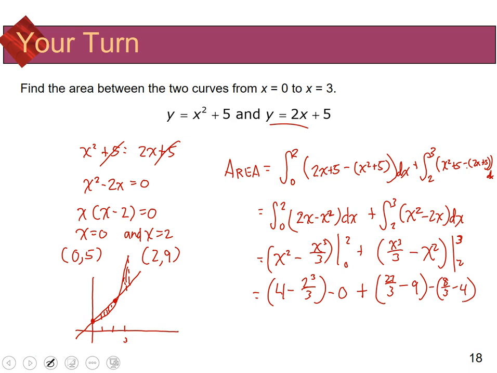When I work these out, 27 thirds minus 9. Well, 27 thirds is 9, so this all becomes 0. Here I have 4 minus 8 thirds minus 8 thirds plus 4. So I have 8 minus 16 thirds. And 8 minus 16 thirds is, it's not approximately, it is equal to 8 thirds. And that's square units.